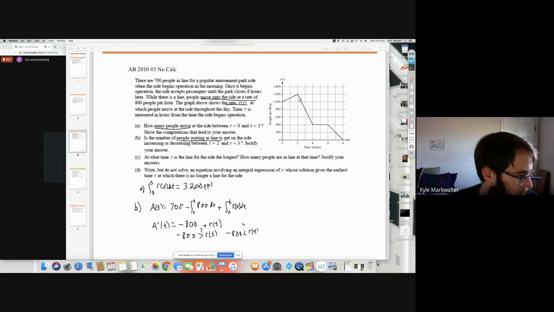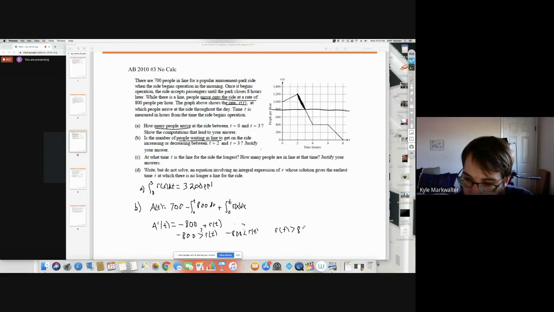What do we know about between 2 and 3? Between t equals 2 and 3, what do we know? Well, look, it looks like r of t is bigger than 800. You can even just draw a line here. That's the rate at which people are leaving. R of t for the interval asked about is bigger than 800. So I can say r of t is greater than 800.